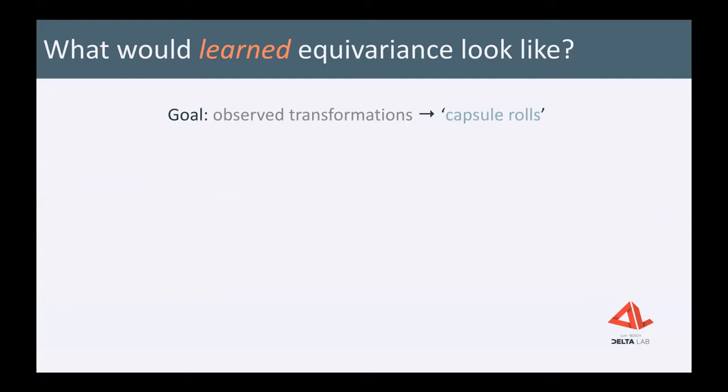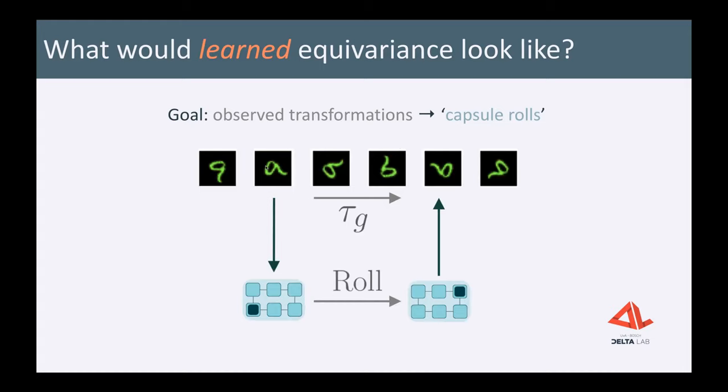Well, the goal is, for an observed transformation, let's say we want a generalized form of a group equivariant neural network like we had before. We want our capsules to roll. So for a rotating MNIST digit, we want our capsule to permute three steps. So we permute three steps along the observed transformation, and we similarly permute three steps in our capsule representation.